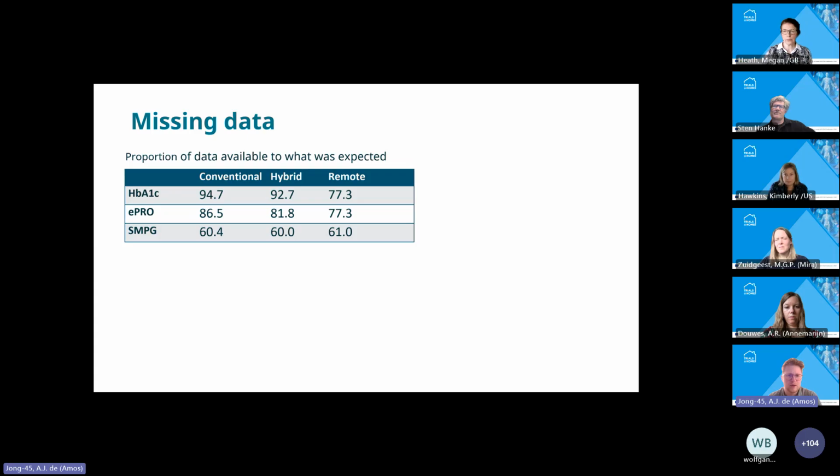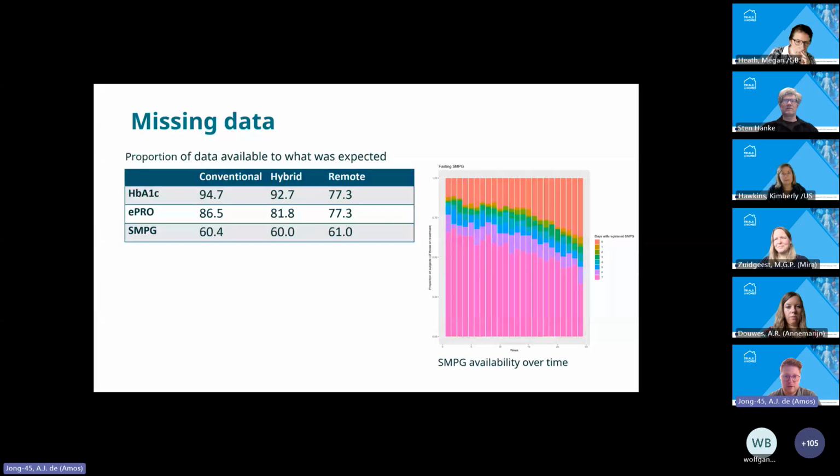So what you can appreciate is that for the HbA1c and also the electronic patient-reported outcomes, that data was quite complete. But for the fasting glucose, there were also some issues with the device, and that also shows a larger proportion of missing data.